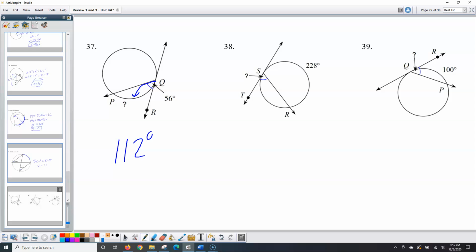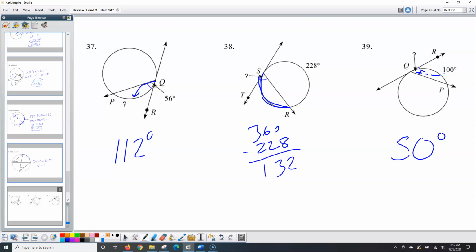Let's do number 39 next. I'm going to divide by 2 right there. That's 50. And 38, I'm going to say 360 minus the 228. That'll give me this arc right here. And that's 132, I think. So if that's 132, I'm going to divide by 2 and get 61 degrees.